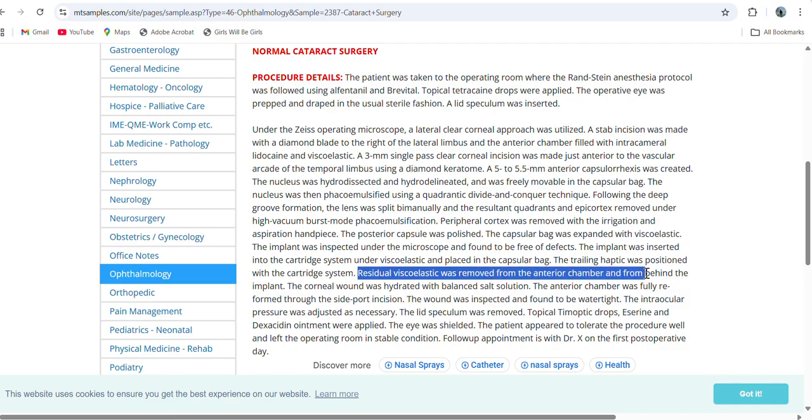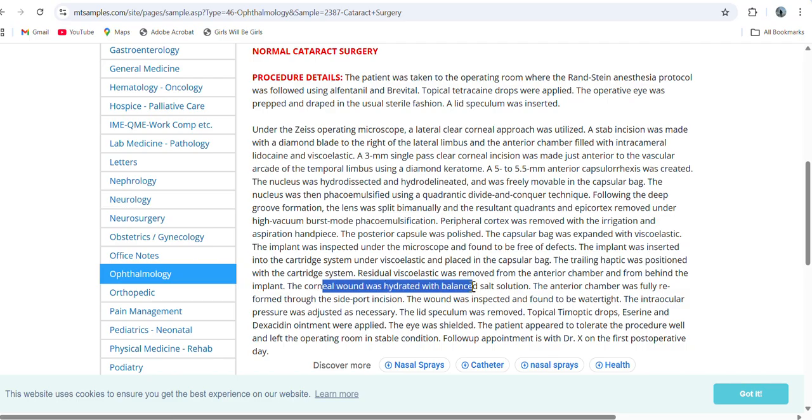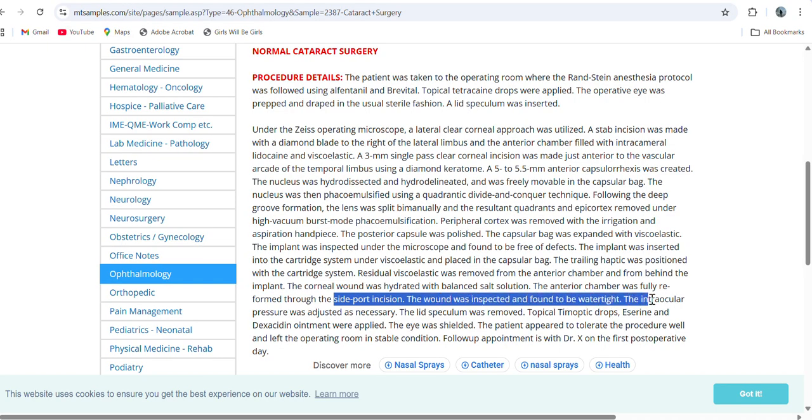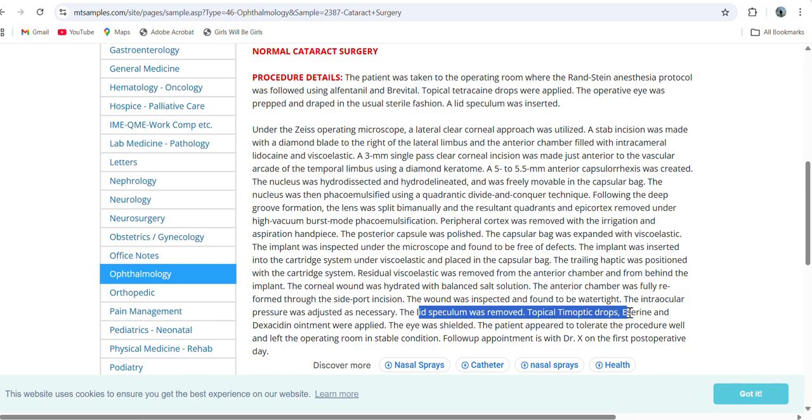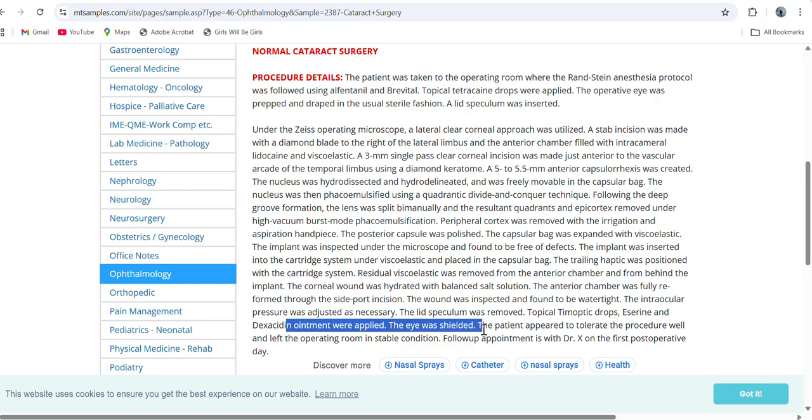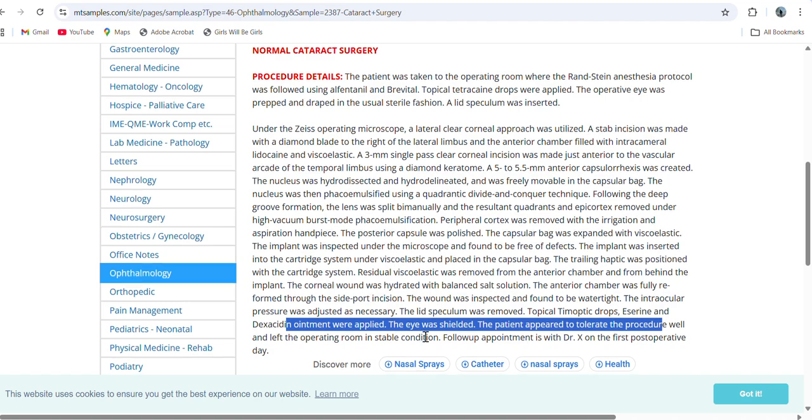Under viscoelastic, the implant was placed in the capsular bag, with the trailing haptic positioned using the cartridge system. The residual viscoelastic was removed from behind the implant and the anterior chamber, and the corneal wound was hydrated with balanced salt solution. The anterior chamber was fully reformed at the side port incision. The wound was inspected and found to be watertight, the intraocular pressure was adjusted, and the lid speculum was removed. Topical drops and ointment were applied, the eye was shielded, and the patient appeared to tolerate the procedure well and left the operating room.